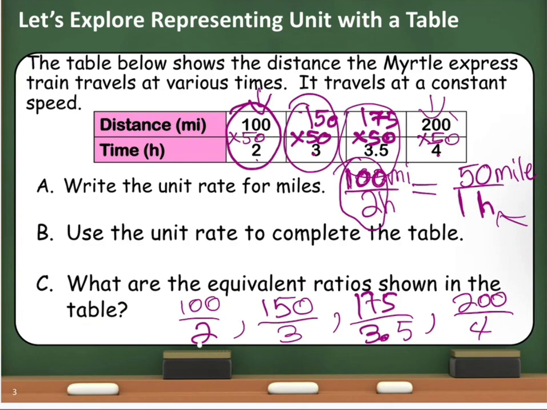So 2 times 150 is 300. 3 times 100 is 300. Are they equivalent? Are these equal? Yes. 300 is equal to 300.